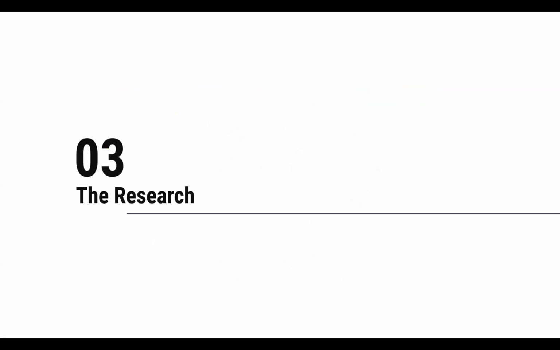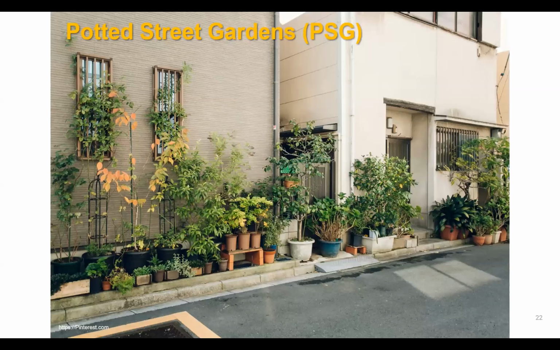So now we'll present our research results. In our quest to find such elements in the Japanese context, we discovered potted street gardens. As the name indicates, gardens composed entirely of pots that are present in the Japanese residential neighborhoods landscape in an unequal scale compared to the rest of the world.